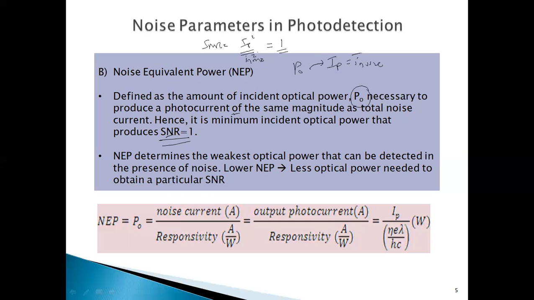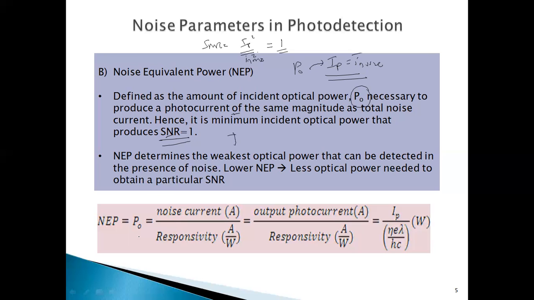Basically, the NEP determines the weakest optical power that can be detected in the presence of noise. This is because the optical power produces a photocurrent with the same magnitude as the total noise current. So IP equals I noise, as we stated just now. That should be the weakest, or smallest, optical power that can be detected, because it produces a current that is the same as the noise current. That is the definition.